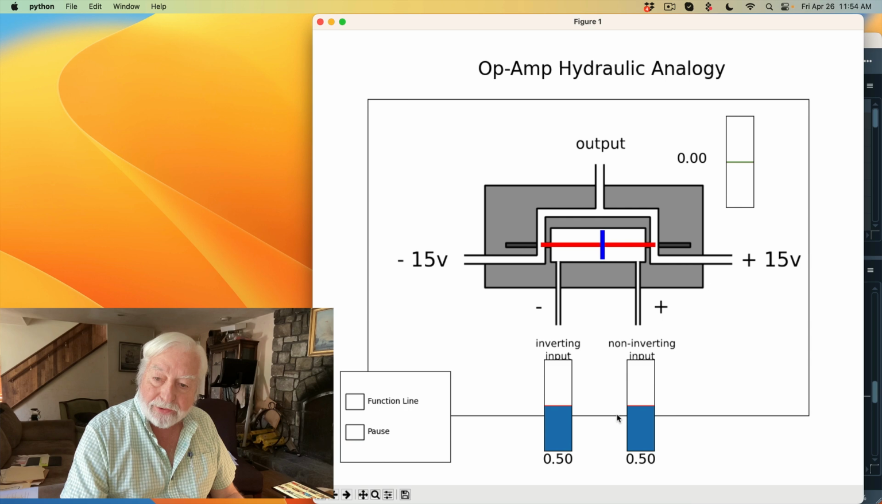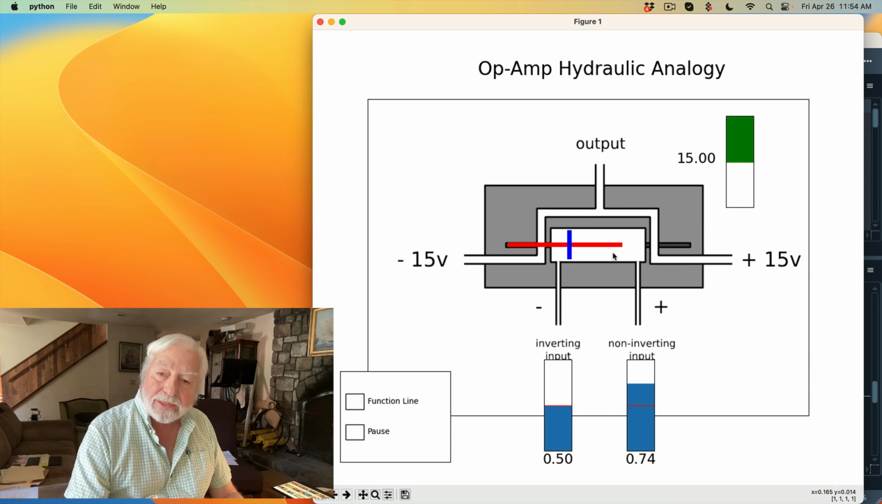And here we have the two inputs. This is the non-inverting input, and the other one is the inverting input. And these feed into a cylinder either side of this blue piston, and when the non-inverting input is greater than the inverting input, the piston slams to the left, whereas when the inverting input is greater than the non-inverting input, it slams over to the right.